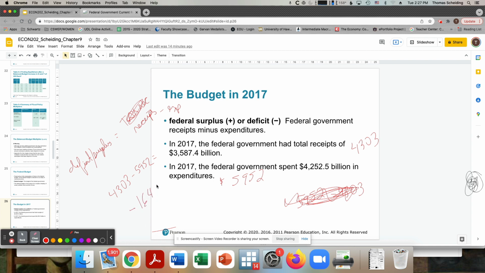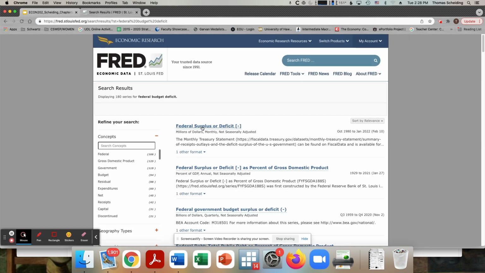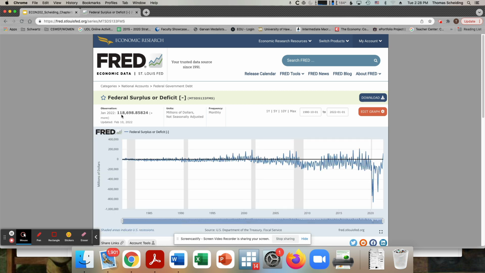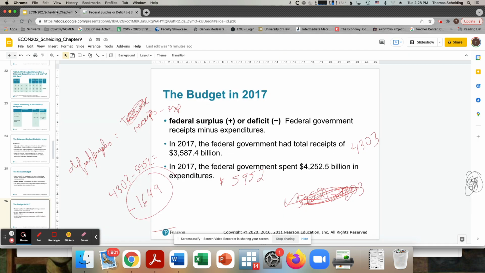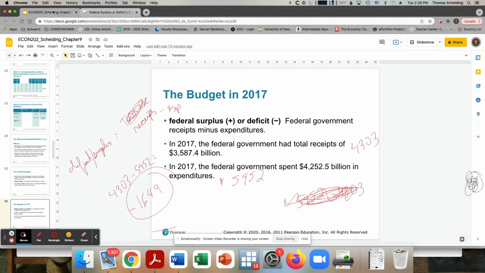Negative 1649, so about negative $1.6 trillion. Let's test whether that's accurate or not on our simple calculation. $1.18, or 1186 basically.